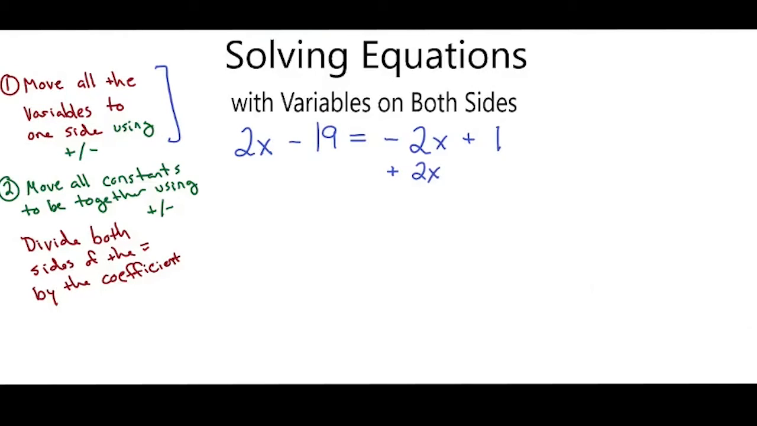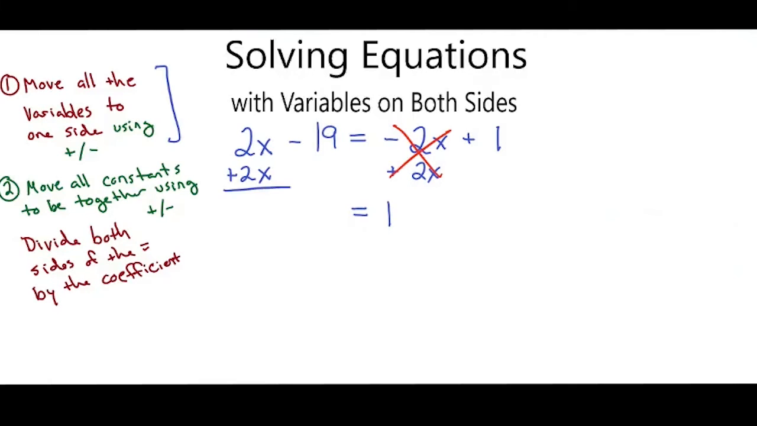And make sure when you add this that you add the x's to the x's. So I'm going to add 2x to this 2x. Do not add it to the 19. It's very important. So I will cancel here, bring down the equal sign, and I'm left on the right side with plus 1. That's positive 1, so we'll just leave that as 1.